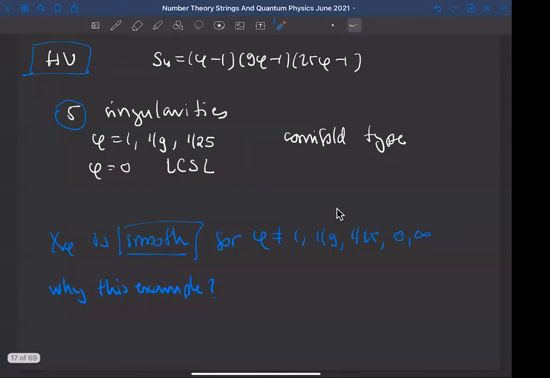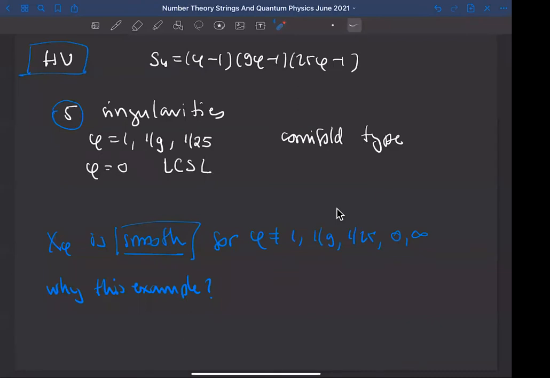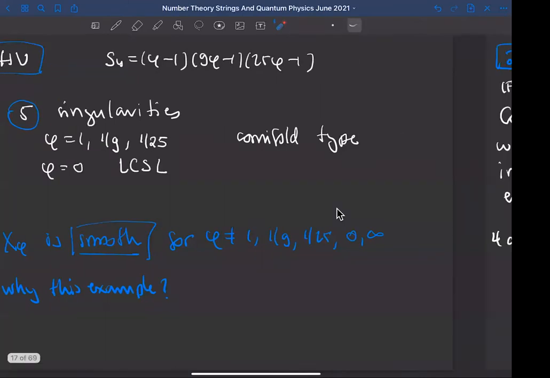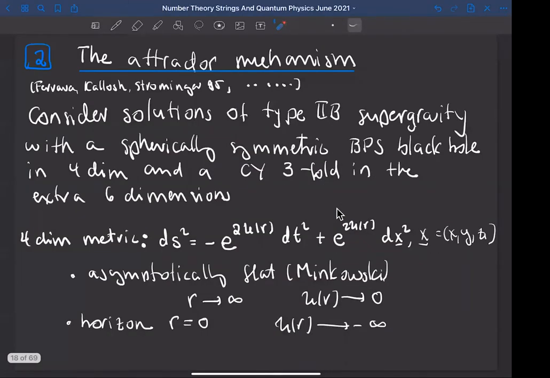The other case, the Hulek-Verrill, is more complicated, and that one has five singularities. It has three singularities of conical type. It has the large complex structure limit too. And it has another horrible singularity that I don't want to talk about, okay? But it's otherwise smooth. And again, why this example? We will see later why. Okay, any questions?